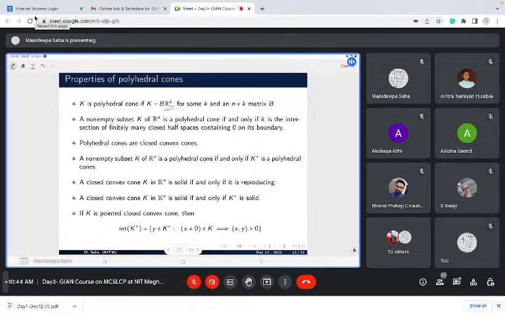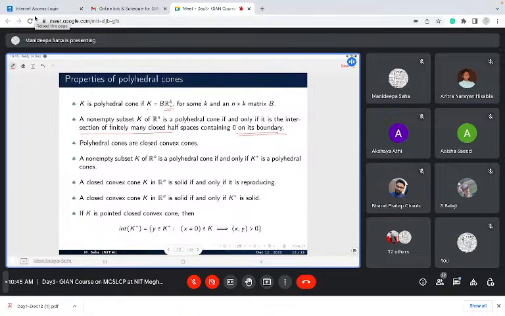Okay. Again, there is another characterization of the polyhedral cone. It says that it can be a finite intersection of finitely many closed half spaces containing zero. So half space means Ax is less than or equal to b. When it contains zero, that means zero should be there. It should contain the zero. If it is on its boundary, fine, it should be on the boundary. So that is another characterization of the polyhedral cone.